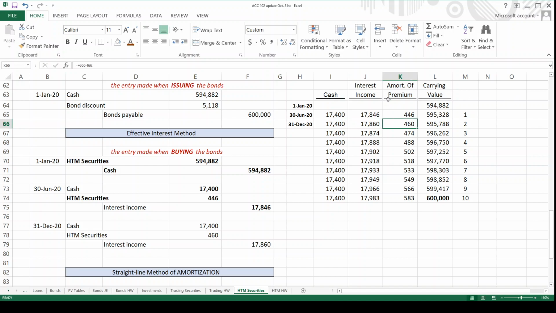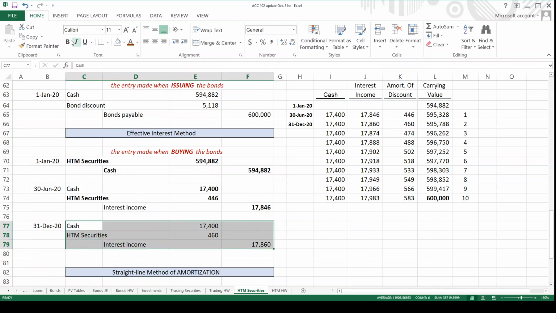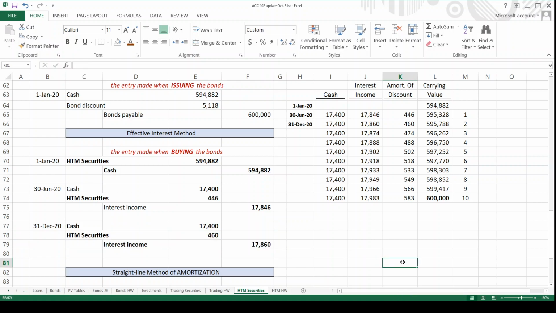There's your amort of, little editing here, right? Amort of discount. It's $460. Zip, zip. There's your second entry. All right. Effective interest method, which is preferred, especially if there's going to be a material difference between the two methods. What two methods? Well, the other method is straight line.